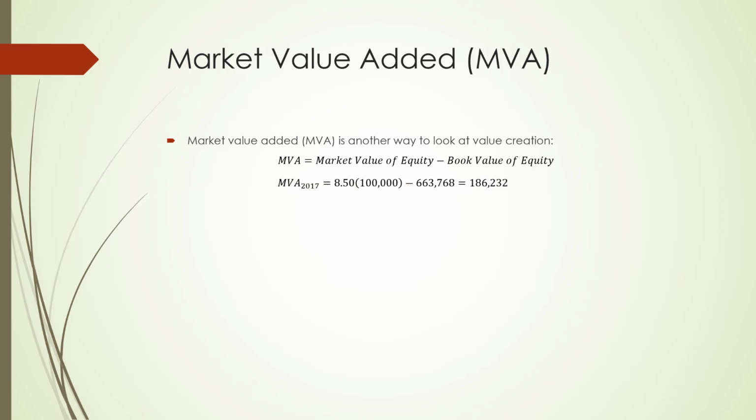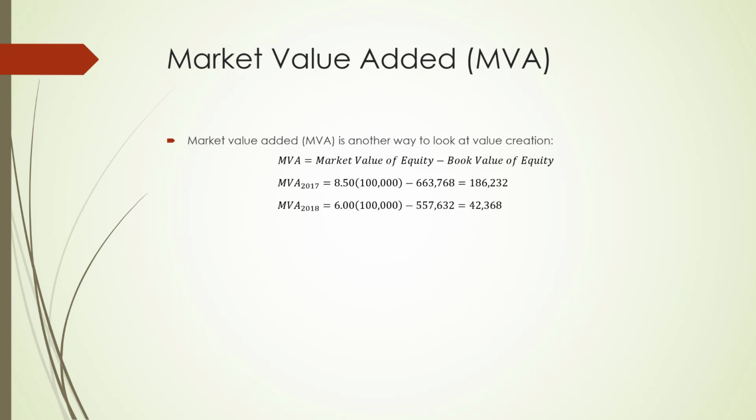So the market value of the equity is simply the stock price times the number of shares. And they told us that the stock price in 2017 was $8.50 a share and that there were 100,000 shares outstanding. From the balance sheet, we can see that the total common equity was 663,768. So that tells us as of 2017, there had been $186,232 in value creation. By 2018, this had fallen to 42,368, and that's for two reasons.